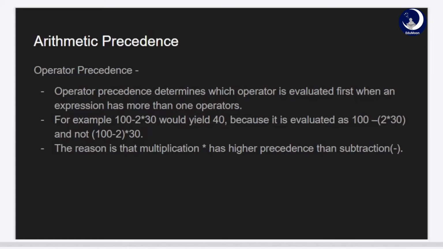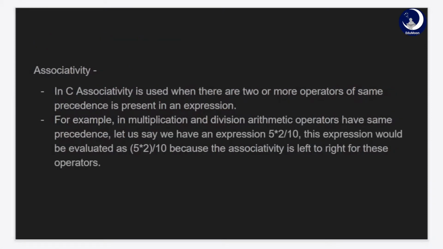Followed by operator precedence, we have associativity. In C, associativity is used when there are two or more operators of same precedence. When two operators have the same precedence, then which operator has to be used first is nothing but associativity. In the given example, when you have to calculate the value for 5 into 2 by 10, we first multiply it and then divide it. Why? Because the associativity of multiplication and division is done from left to right. So first multiplication is done and then it is divided.